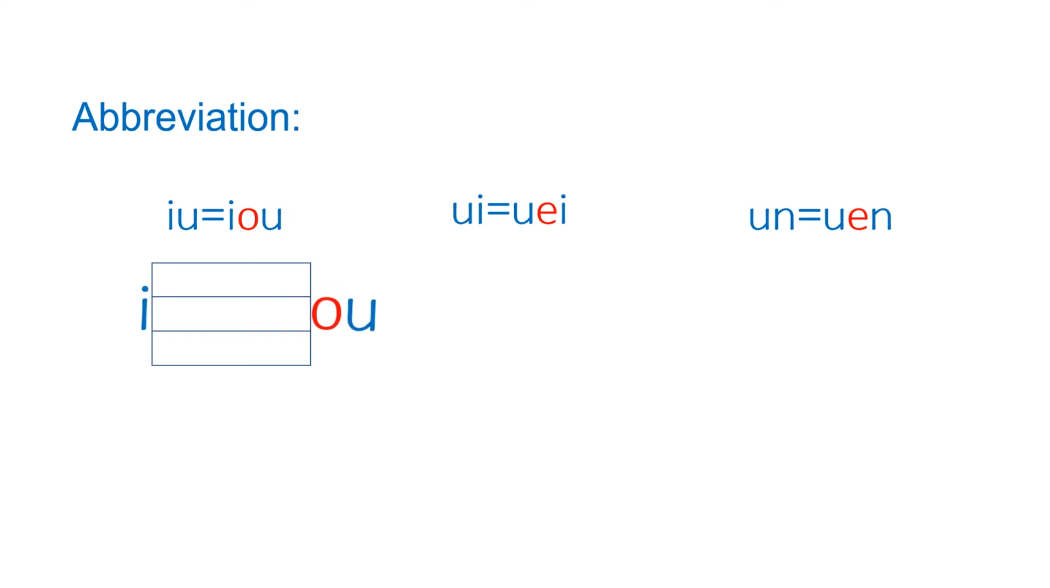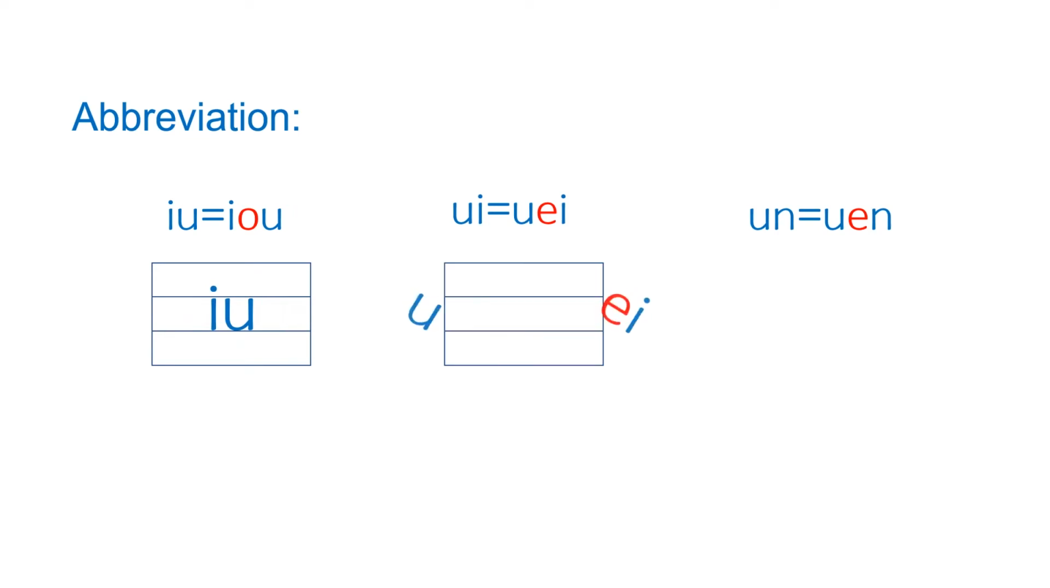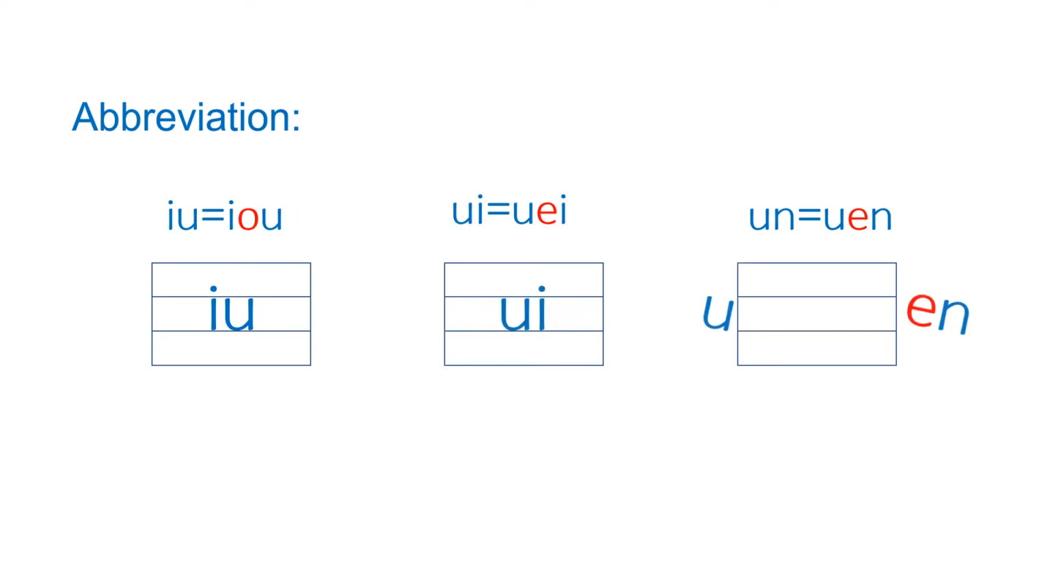Then, let's look at the abbreviation. There are 3 abbreviated compound finals: iu, ui, and un. The compound final iu is the abbreviation of iou, in which the final o is omitted. And the compound final ui is the abbreviation of uei, in which the final e is omitted. The front nasal final un is the abbreviation of uen, in which the final e is omitted.